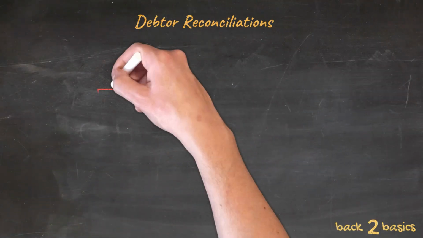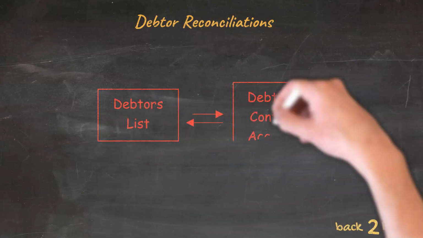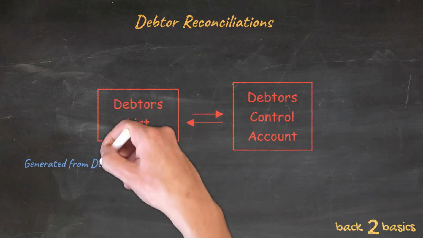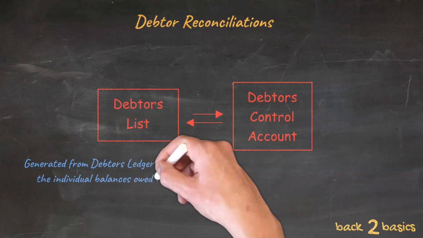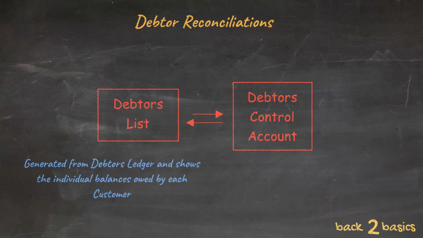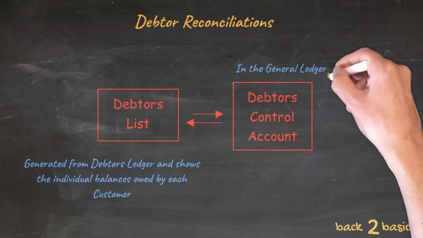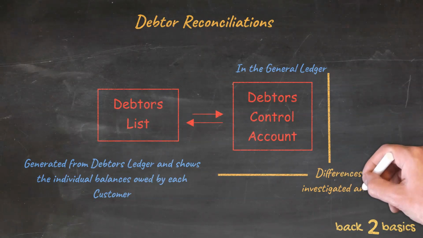To perform a debtors reconciliation, you need to agree the total of the debtors list, which is generated from the debtors ledger and shows the individual balances owed by each customer, to the debtors control account in the general ledger. The differences between these 2 balances must be investigated and then corrected.